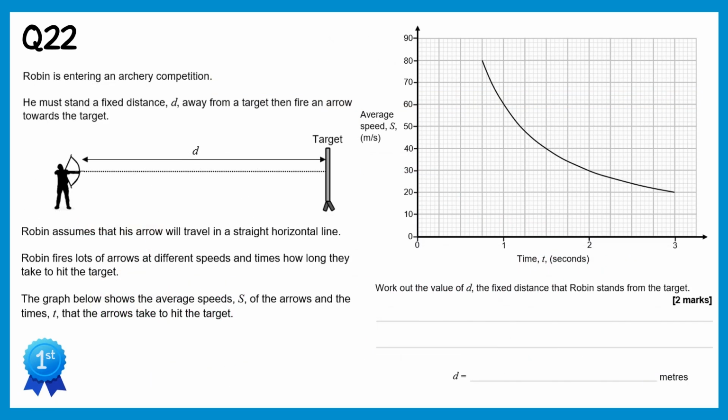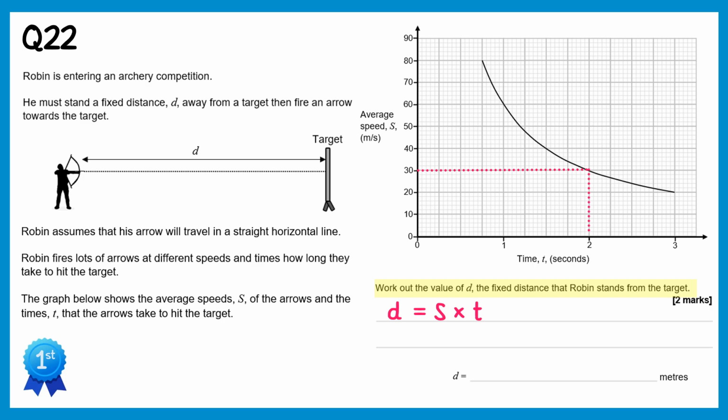In this question, we've been asked to work out the value of d, which is the distance that Robin stands from the target. Now this graph above shows you the different average speeds and the different times taken for lots of different arrows. We can therefore work out the distance d by doing distance equals speed times time. We can pick any point on this graph, so I'm going to pick this one here, so where we have 2 seconds and 30 meters per second as the average speed.